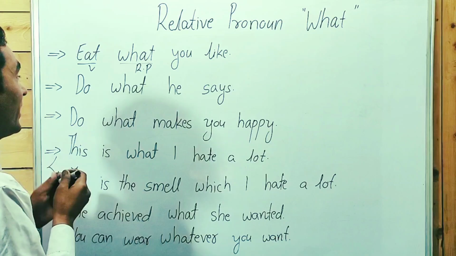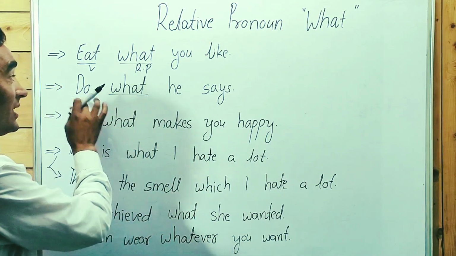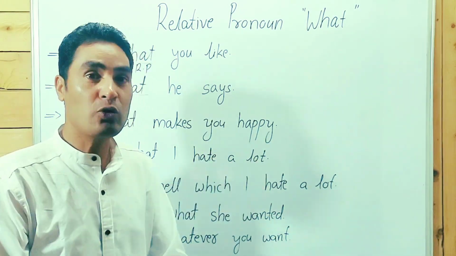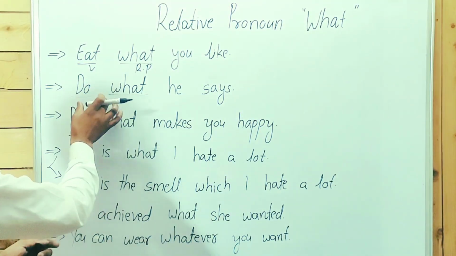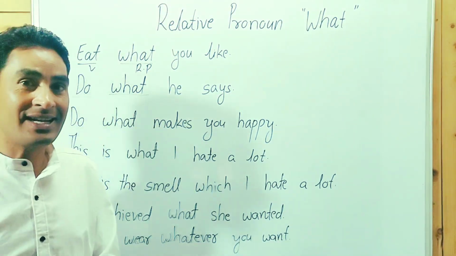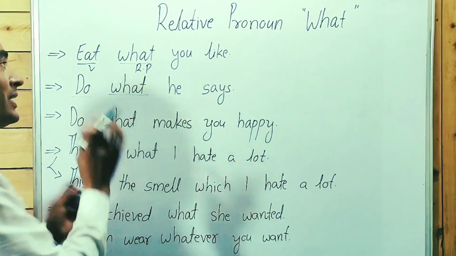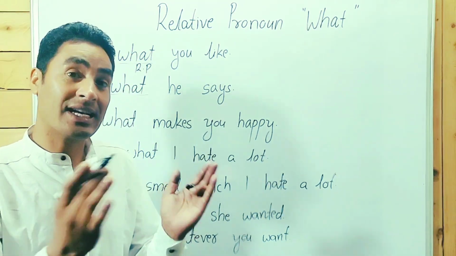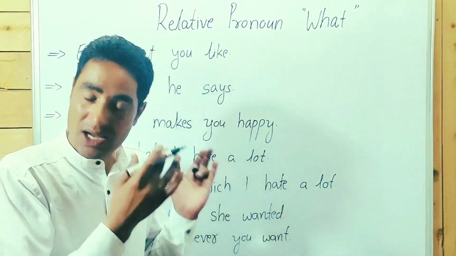So here the antecedent is not a noun. Here is a verb. Do what he says, whatever he says, do. We don't know what he says. What he says is not mentioned in this sentence. That's why we use what. If the noun has been mentioned, if the work, what action we have to do, has been mentioned in this sentence, in this case we have to use which.